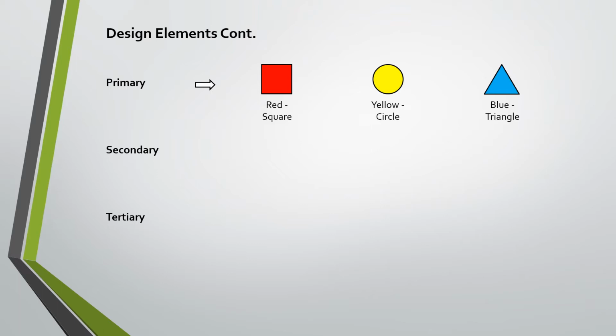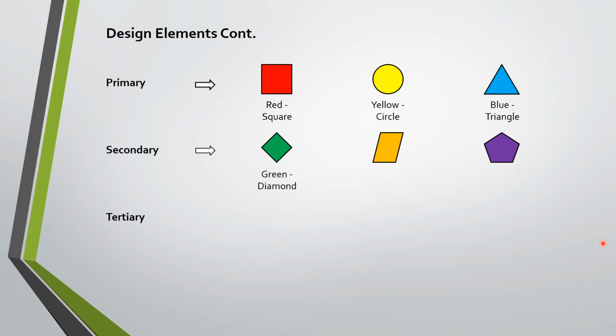Next, moving on to secondary. Now, very important, how is it we would make a secondary colour? First of all, to get green, we would add yellow and blue together to make green. To make orange, we would add yellow and red together. And then to make purple, we would add blue and red. So a secondary colour is basically two primary colours mixed together. So two primary colours make a secondary colour.